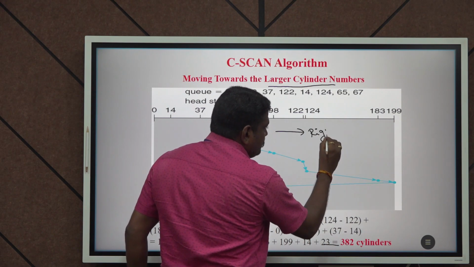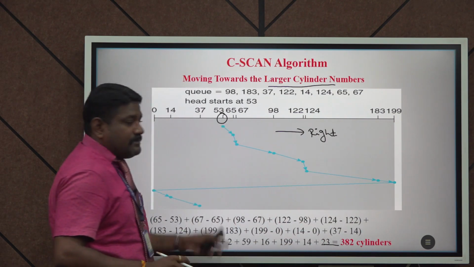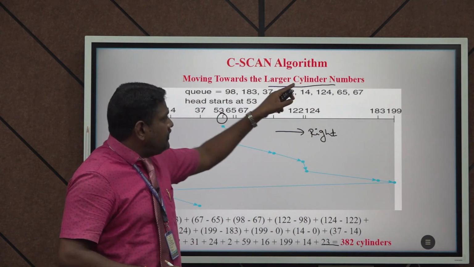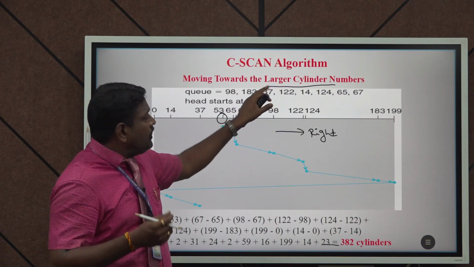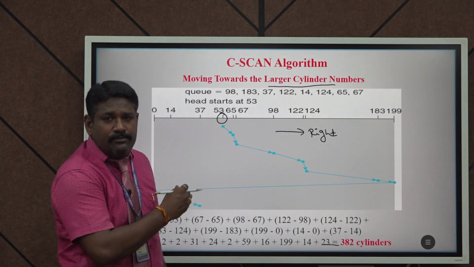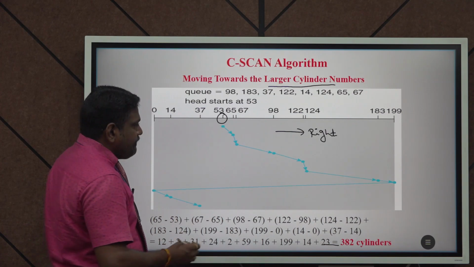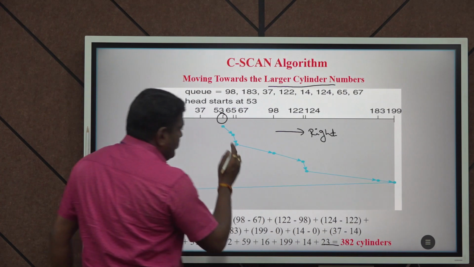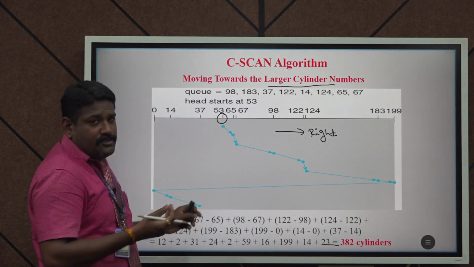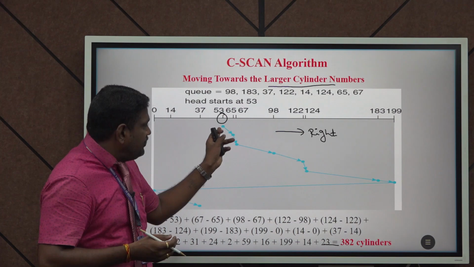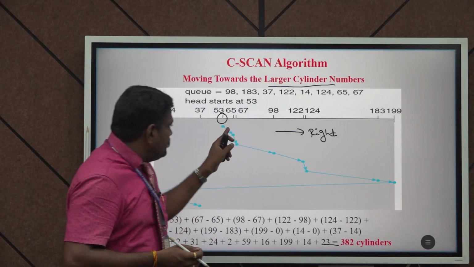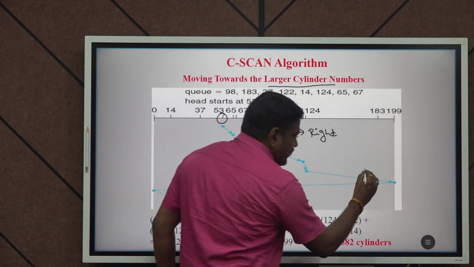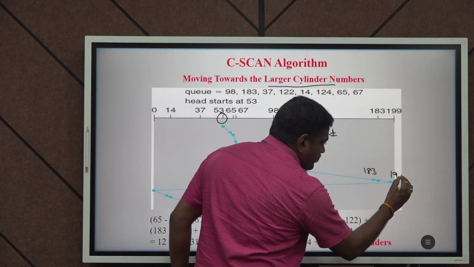So these are the keywords we have to be very thorough with. Sometimes it can be given as moving towards the right side, or moving towards 199. Here there is another key phrase, moving towards the larger cylinder, that is, moving towards the right direction. So initially we are starting with 53. While moving towards the right direction, we are processing the requests between 53 and 183: 65, 67, 98, and this is 183, and this is 199.